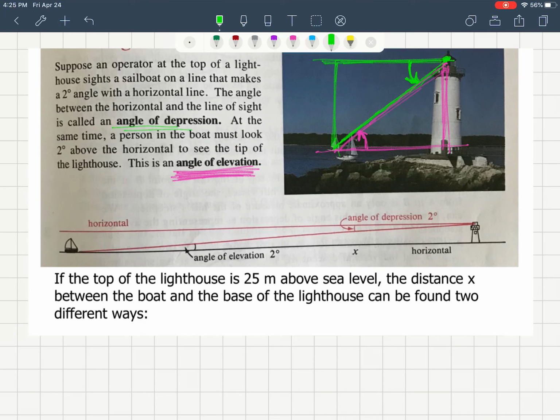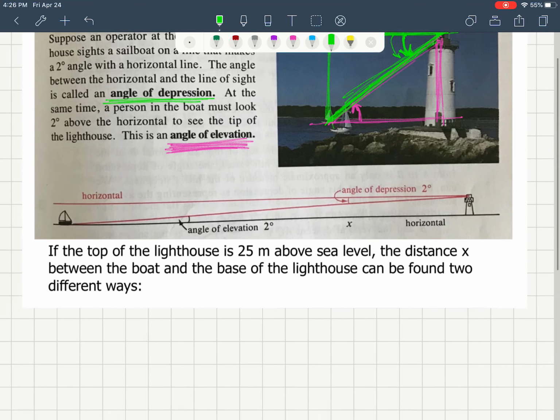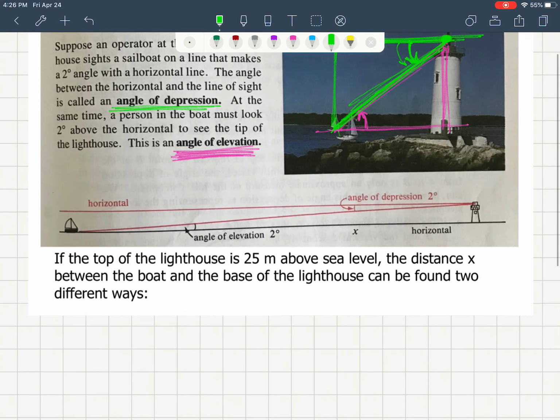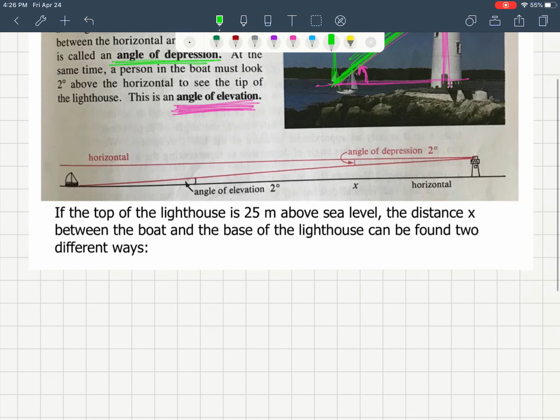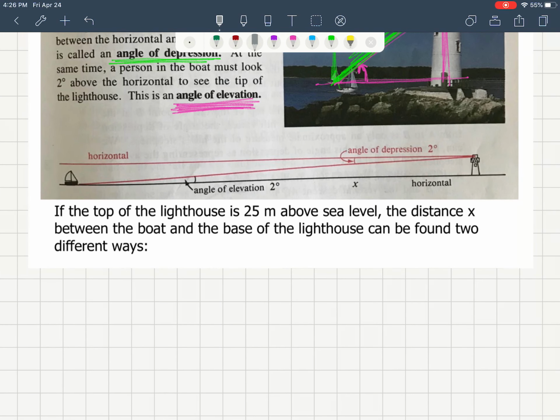The angle of depression is the angle the person at the top of the lighthouse makes with the horizontal, looking down, line of sight to the person in the boat. If the top of the lighthouse is 25 meters above sea level, the distance x between the boat and the base of the lighthouse can be found two different ways.